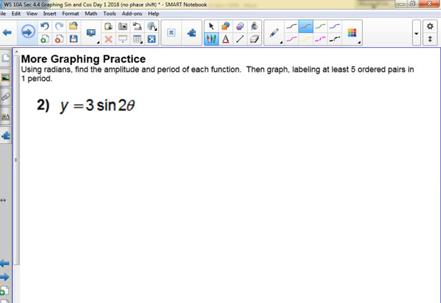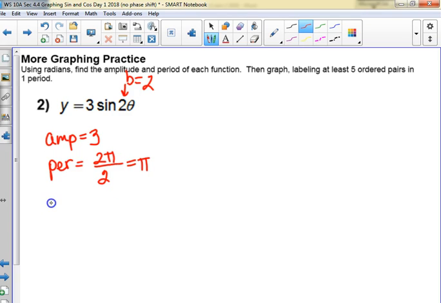All right, let's try number 2. What can you tell me? Sam, tell me one thing. Both of you. You pick first. Okay. Other Sam, what do you want to tell me? The period is 2 pi divided by b, which is 2. Yep, because b is 2 right here. So the period is pi. Good job.